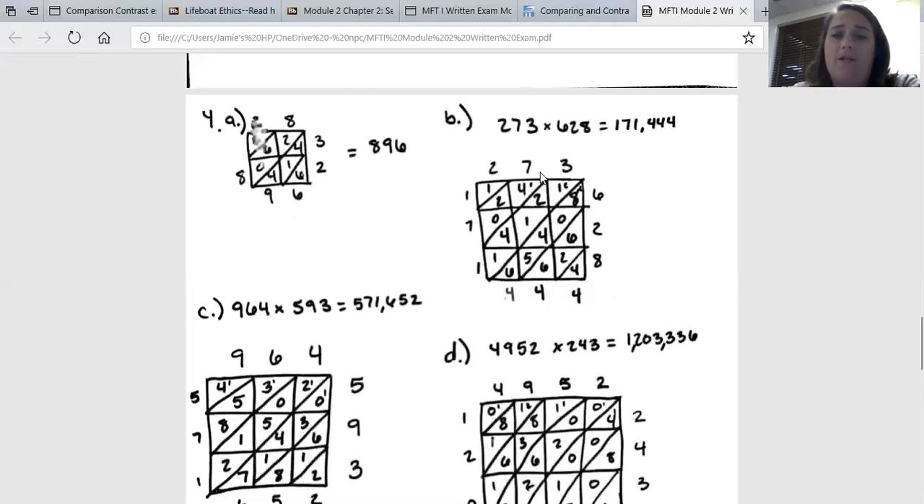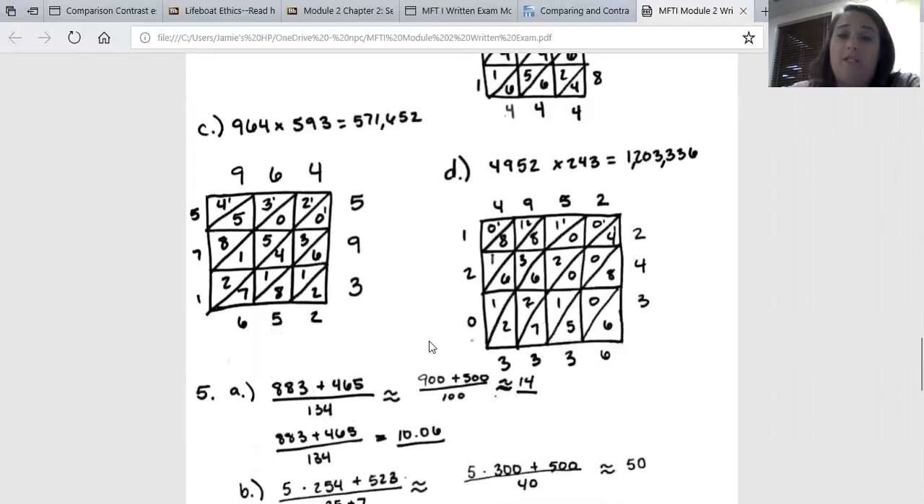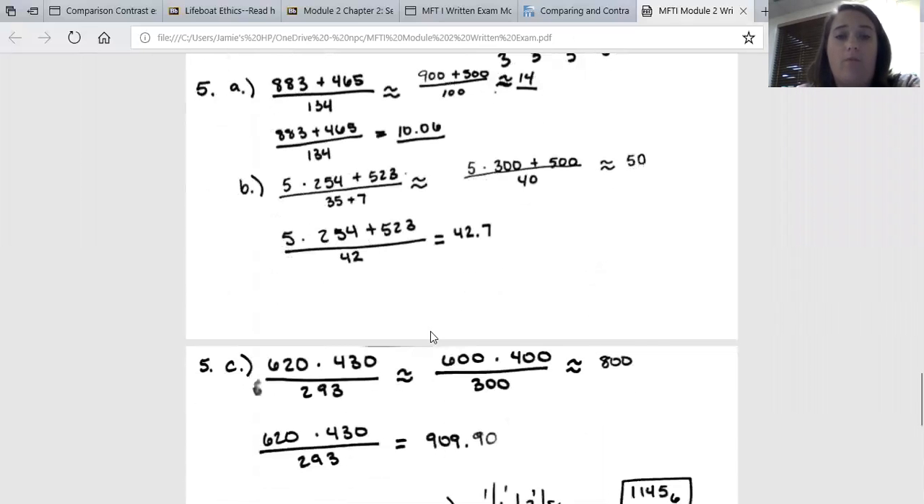And I repeated this process on B. The answer is 171,444. C, the answer I came up with was 571,652. And then on D, we came up with 1,203,336. And these are fun problems to do. Okay, and now we'll go to estimation.